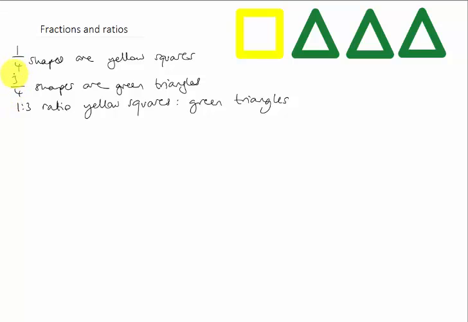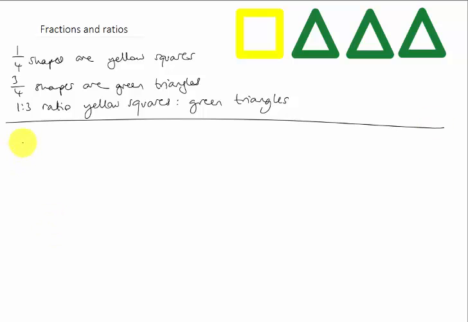So here the denominator is equal to the total number of shapes. Here we don't have a denominator. And it could be more than 2 things that we're comparing here. You know, if we had some red circles, we could add those in as well. It doesn't have to be just 2 things. So that's all a ratio is, explained by an example.